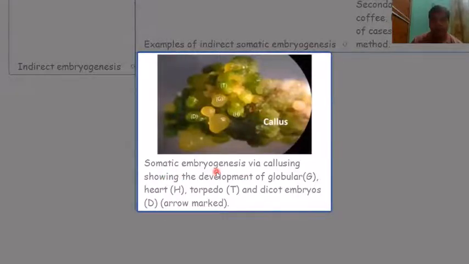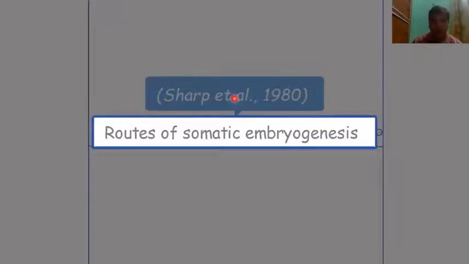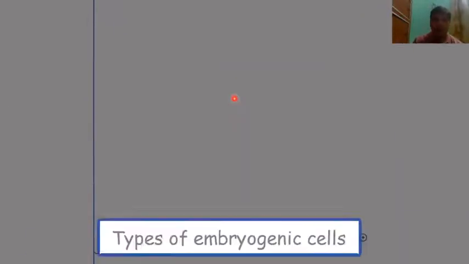Then we have somatic embryogenesis via, similarly, the indirect route. In this picture it is shown how the callus is actually forming the somatic embryos here. Now these are the two different types, indirect and direct somatic embryogenesis, which you have seen as the routes of somatic embryogenesis.